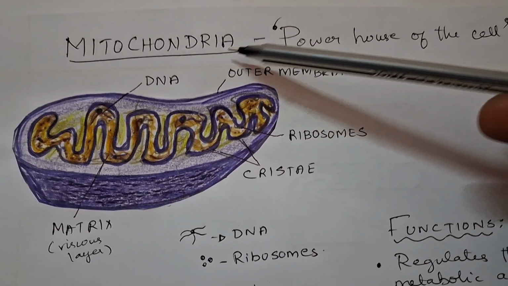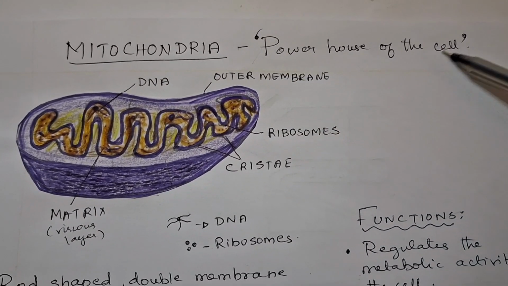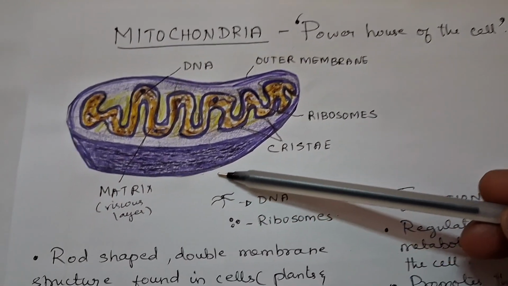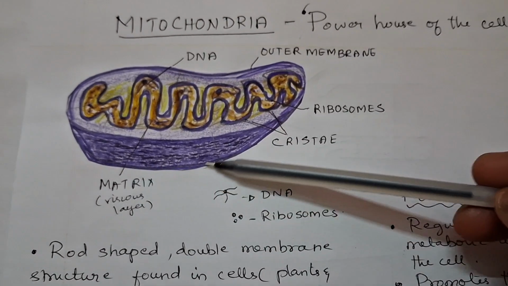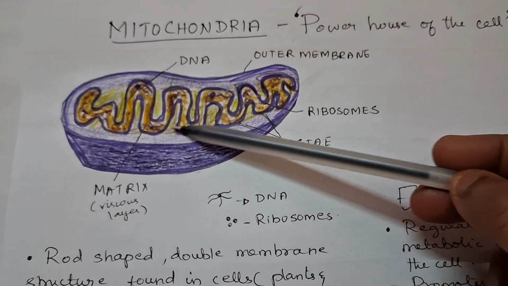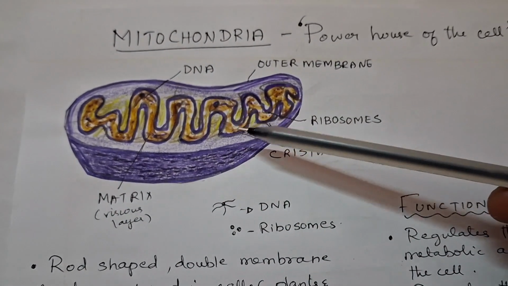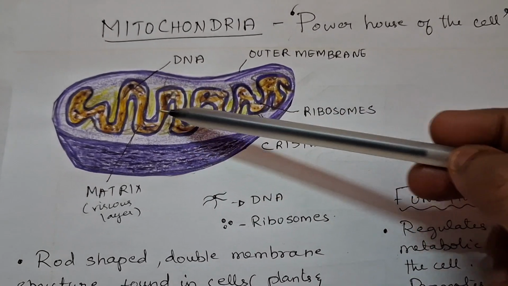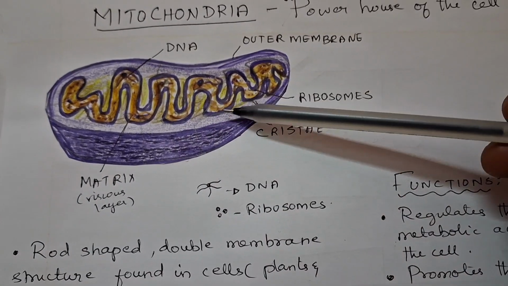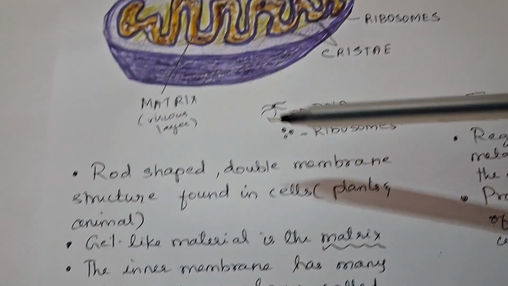Next is mitochondria. It is also known as the powerhouse of the cell. This is the structure of the mitochondria. You find the matrix inside. It is rod shaped, and inside you find folded structures. You call them cristae. You find ribosomes scattered here and there.